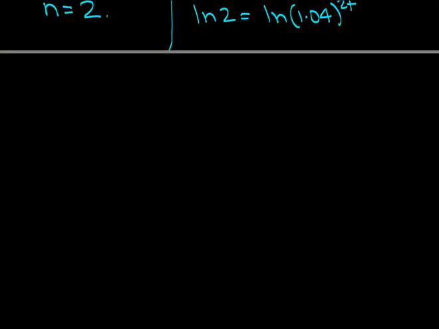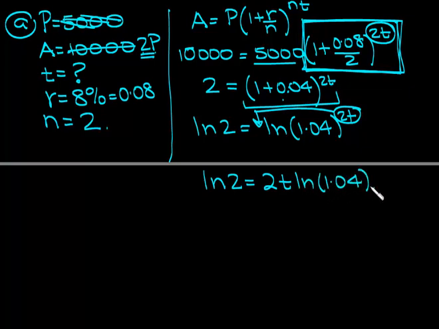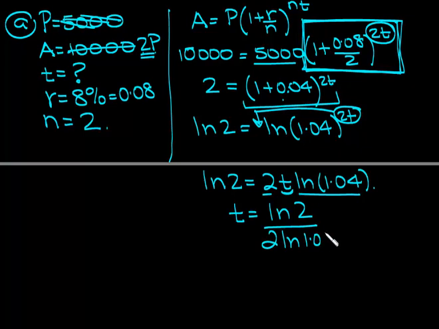Now how do I finish solving it? One of the nice properties of logs was what? If you're taking log of an exponential number, the exponent can come in the front. So we get ln of 2 is equal to 2t times ln of 1.04. You want to solve for t, so I can divide both sides by 2 times ln of 1.04. So I get t is equal to ln of 2 over 2 times ln of 1.04. And that'll give us the time.